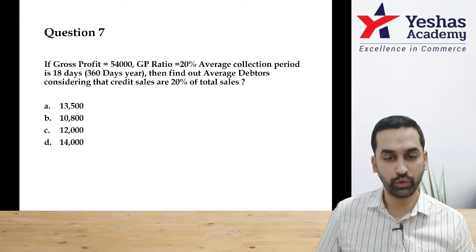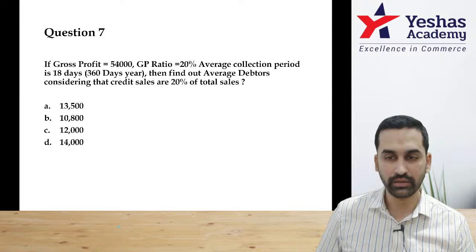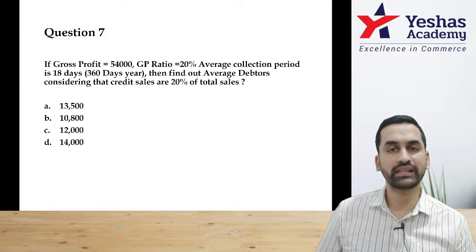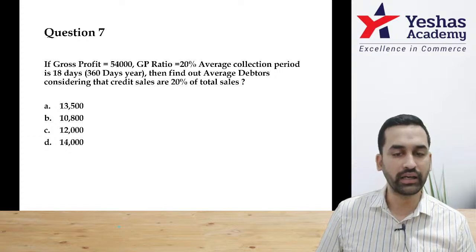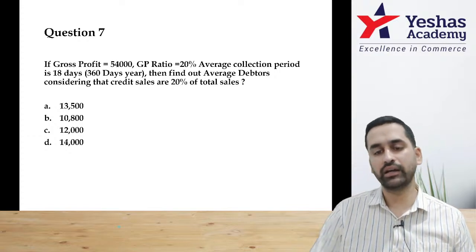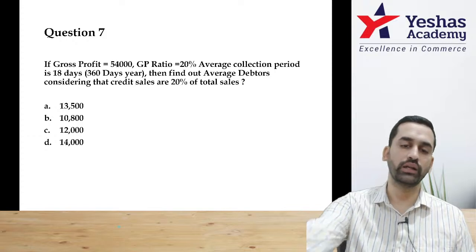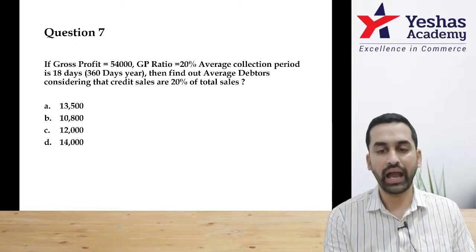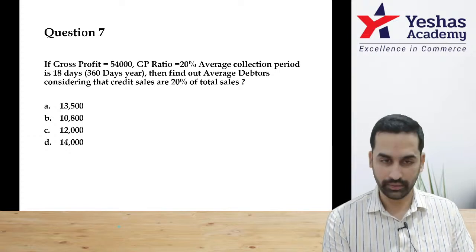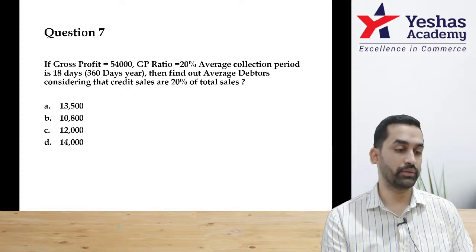Gross profit 54,000, GP 20%, collection period 18 days considering 360 days in a year. Then find out average debtors, considering that credit sales are 20% of total sale. First of all, the question is average debtors. Remember that.